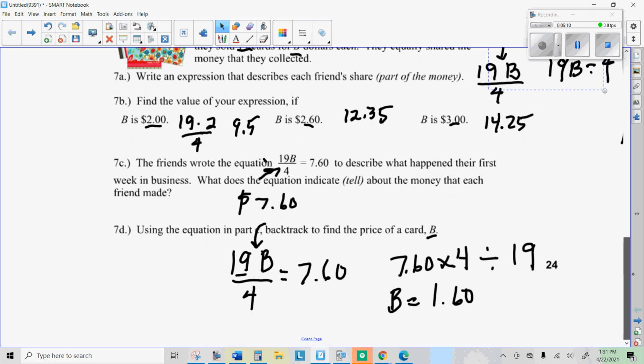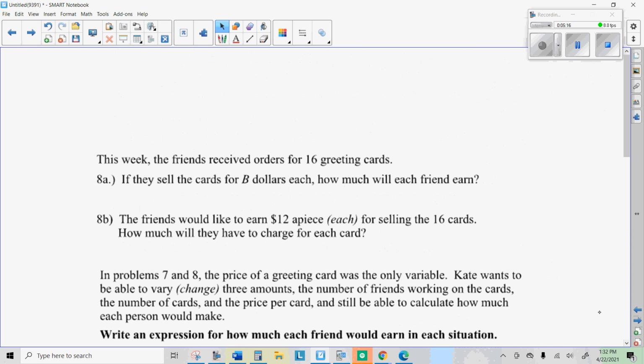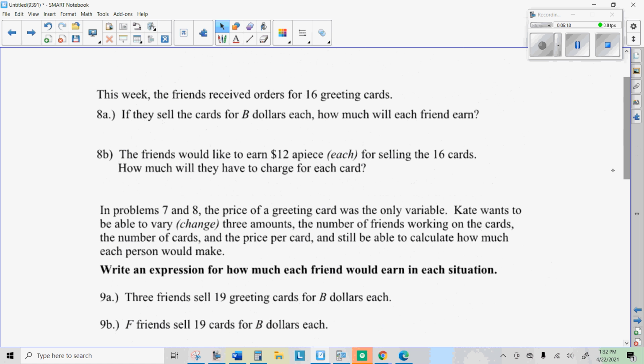All right, here's my work. You can check out if your work matches that. And I found they're selling the cards for $1.60 each. All right, so this week the friends received orders for 16 greeting cards. They sell the cards for $B each. How much will each friend earn? Go ahead and write the expression for that. Do the next problem also.